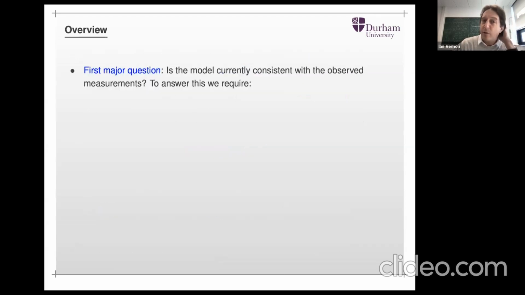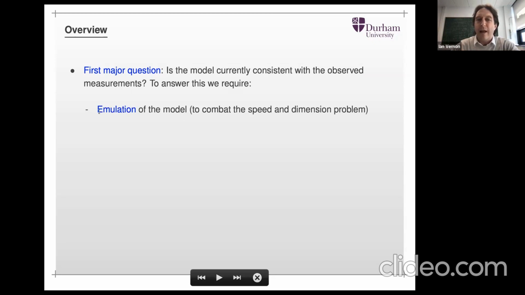Now, first major question. Is the model currently consistent with the observed measurements, the observed data? That's a fundamental question. You build a model, is it consistent with the observed data? Well, to answer this, if your model is large, complex, if it's got quite a few parameters, if it takes a little bit of time to run, well, we need emulation. Emulation helps us combat the speed and dimension problem. I'll talk about that quite a bit. I just want to tell you what's coming.